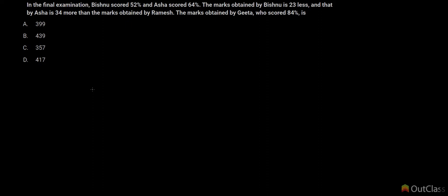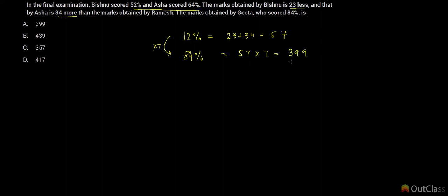Let's talk about the most efficient way of solving this question, and then I'll explain how and why. The difference between these two people is 12% of the total score, the maximum score in the exam. And this difference is 23 less and 34 more than a person. So the difference between them is 23 plus 34, 57. And if 12% is 57, then 84% is how much? Notice that this is just into 7. So the answer is 57 into 7. 50 into 7, 350. 7 into 7, 49. 399. That is the answer.